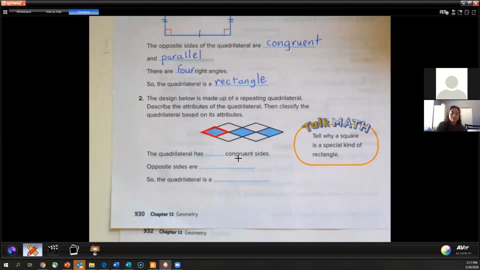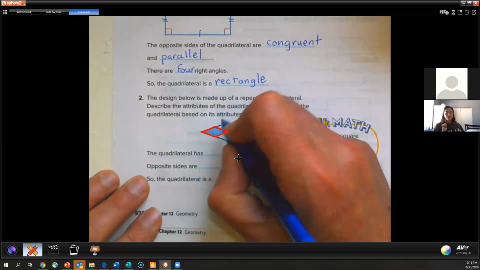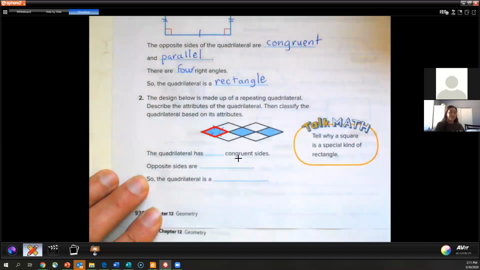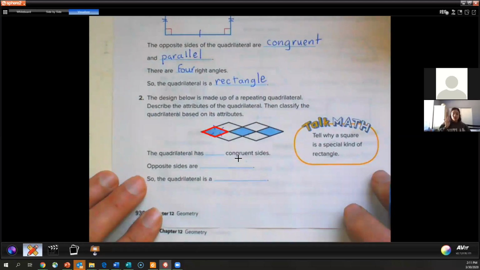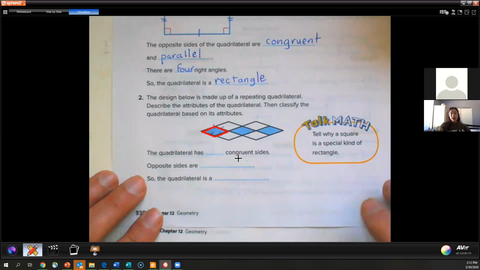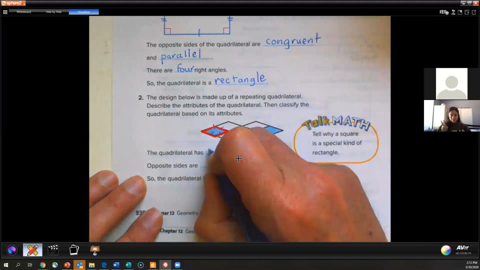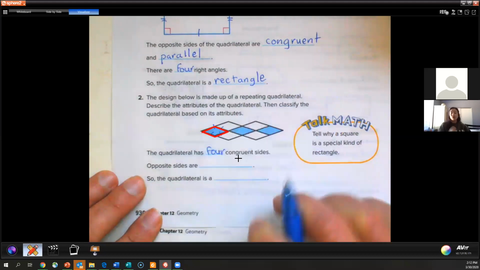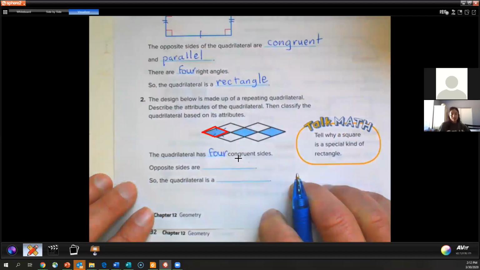Wow, that's amazing. So this quadrilateral, boys and girls, let's go ahead and count the number of sides. We have 1, 2, 3, and 4. And you can mark it with those tick marks as well, just like Mr. Yates is doing right now. So this one's going to have 4 congruent sides. Now, congruent means the same size and the same shape. So we're going to fill in our blank with the number 4.